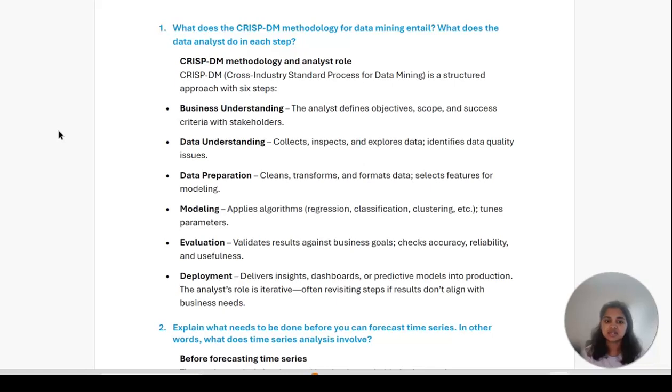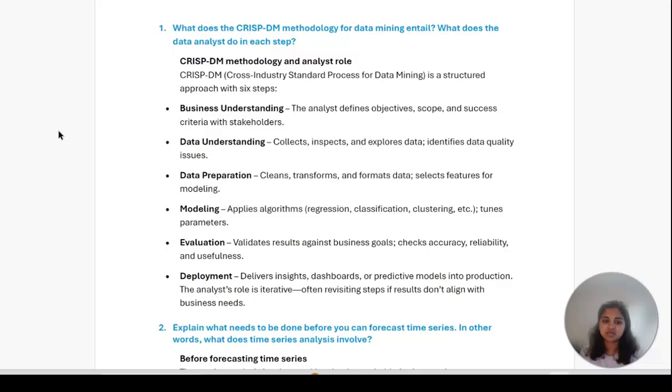Next is data understanding. This involves collecting and exploring data and also identifying data quality issues. The next step is data preparation, which involves cleaning, transforming, and formatting the data for data analysis. The next step is modeling, which applies algorithms like regression and classification and tunes them. The next step is evaluation, which validates results against business goals and checks accuracy, reliability, and usefulness.